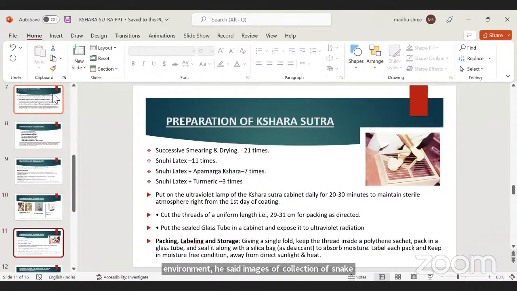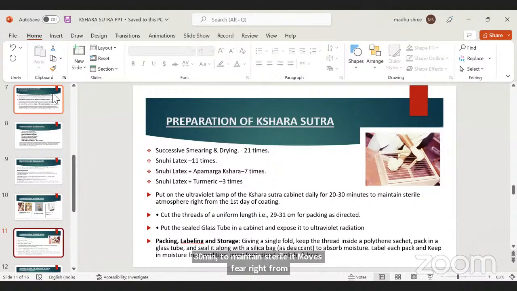So for preparation of Kshara Sutra, successive smearing and drying is done 21 times in total: initially Snuhi latex 11 times, Snuhi latex with Apamarga Kshara 7 times, and Snuhi latex with turmeric 3 times. So totally 21 smearings and dryings will be done. Put on the ultraviolet lamp of the Kshara Sutra cabinet daily for 20 to 30 minutes to maintain a sterile atmosphere right from the first day of coating.